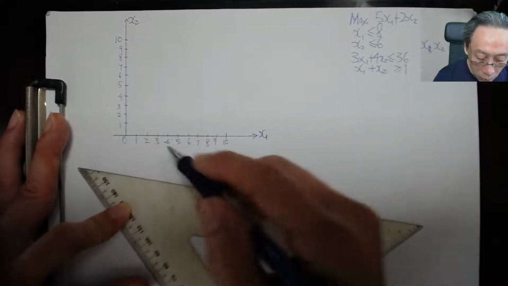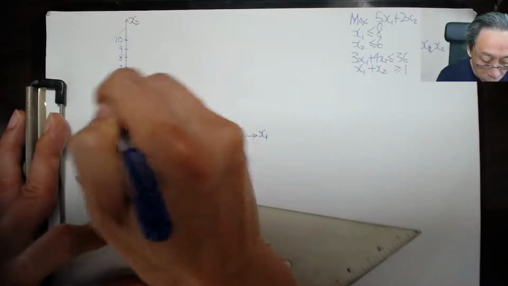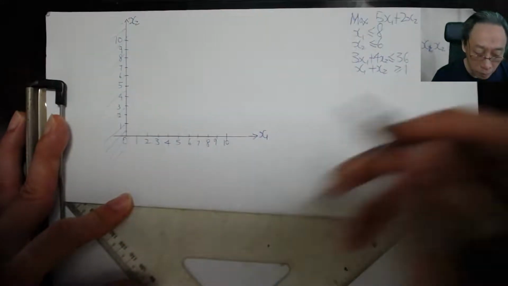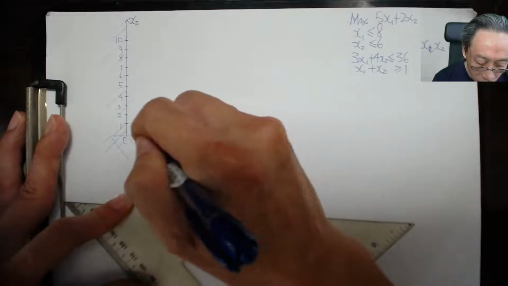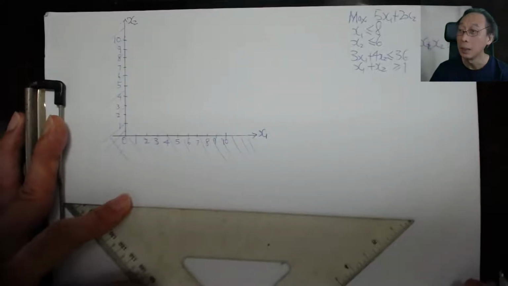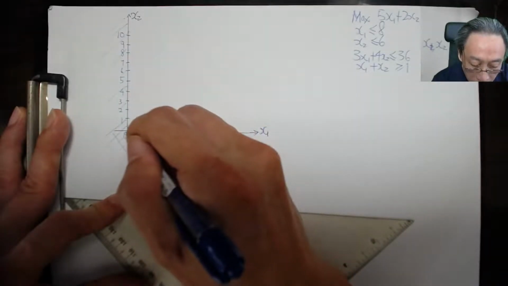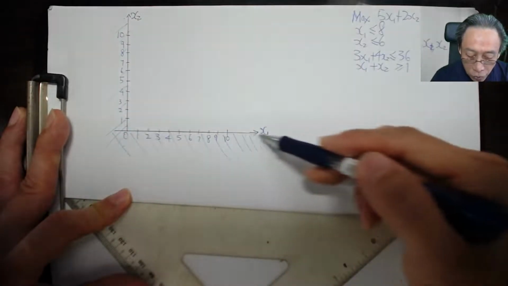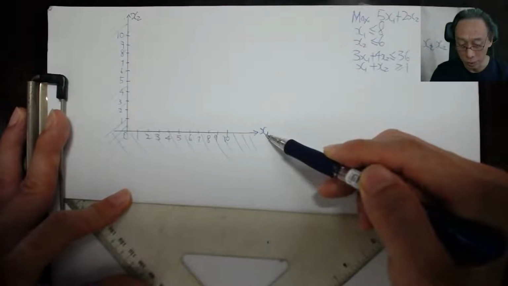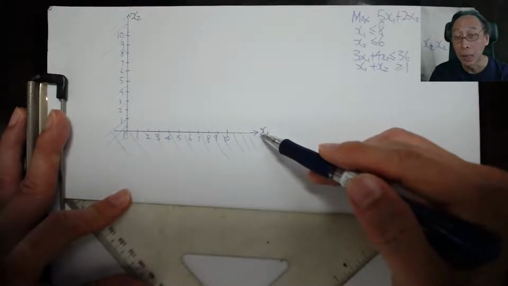X1 greater equal to 0 means anything where X1 is negative, we don't have to consider. Okay, we will cut that out. X2 greater equal to 0 means anything where X2 is negative, X2 equals -1, -2, -3, we don't want that. We only want positive X2s. So far that's the two constraints. And you notice that when I cut them out, I literally restrict the feasible region to only the first quadrant, the top right quadrant, the non-negative values of X1 and X2. And we can continue to do that.